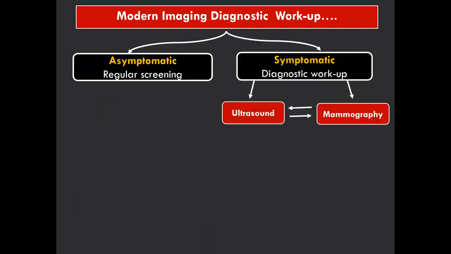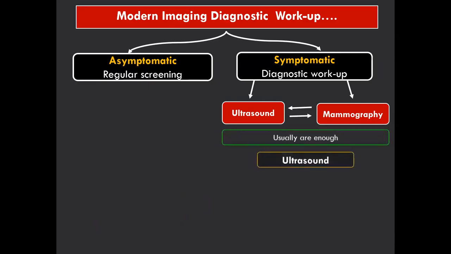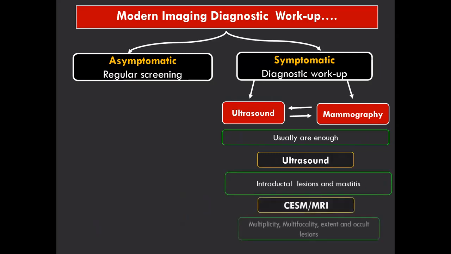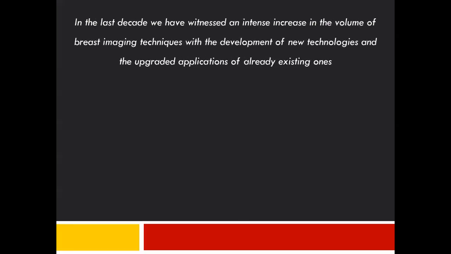For symptomatic patients, we either start with an ultrasound or a mammogram according to the age, and they are usually enough. Ultrasound takes the upper hand in intraductal lesions and in mastitis, while contrast mammography and MRI are useful to identify the multiplicity, multifocality, the extent, and the presence of occult lesions.